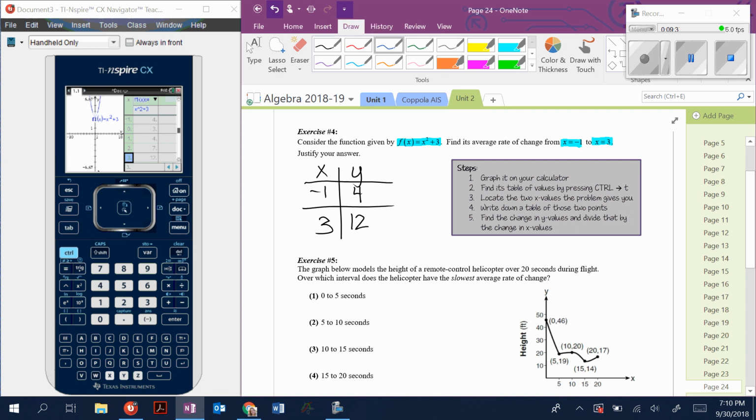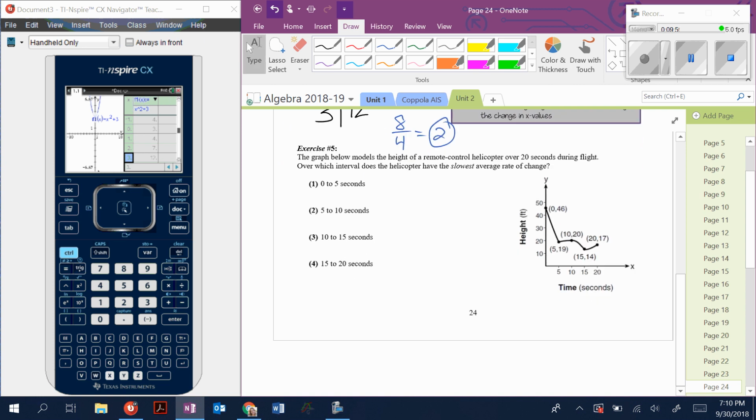Okay, now we have the table. This is so easy. How does 4 become 12? Yes, we add 8. How does -1 become 3? Yes, we have to add 4. So 8 over 4, rise over run is 2. Here's the steps. If you need to use them again, you're going to probably need this for the practice.